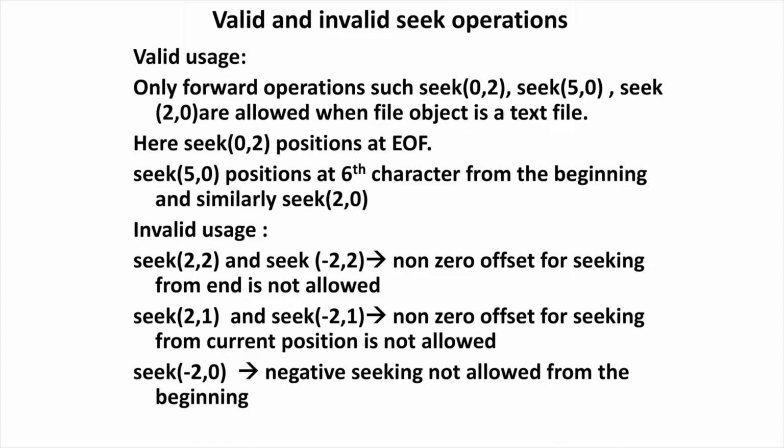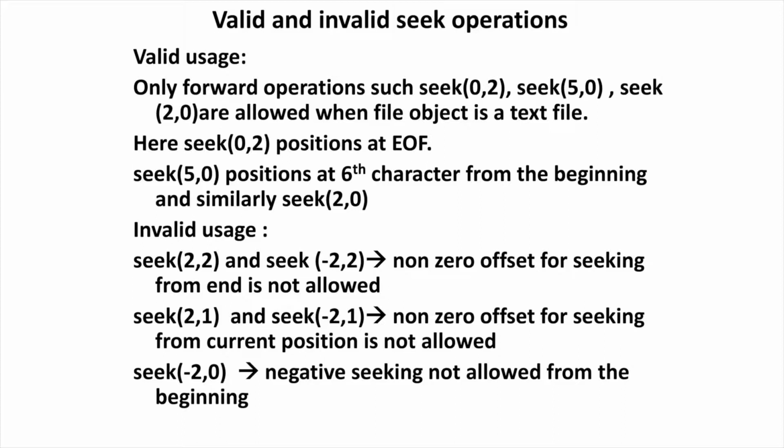Some invalid usages are seek(2, 2) and seek(-2, 2). Non-zero offset for seeking from the end is not allowed. Similarly, seek(2, 1) and seek(-2, 1). Here again non-zero offset for seeking from the current position is not allowed. Again seek(-2, 0), here negative seeking is not allowed from the beginning.